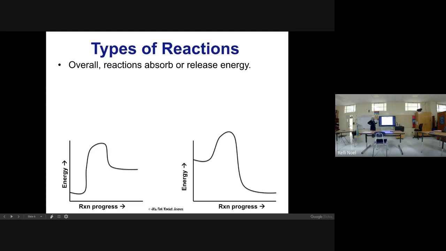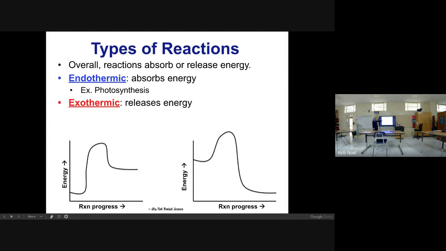So there's two types of reactions. The reaction will absorb energy or it will release energy. So two possibilities. So endothermic, endo means to take in, so that's absorb, therm means heat. So it's going to absorb heat energy. And this is going to be like photosynthesis. We're actually going to talk about this in biology in a future unit. Photosynthesis is an example of an endothermic. It's going to take in, absorb in sunlight, and it's going to store it into bonds of glucose.